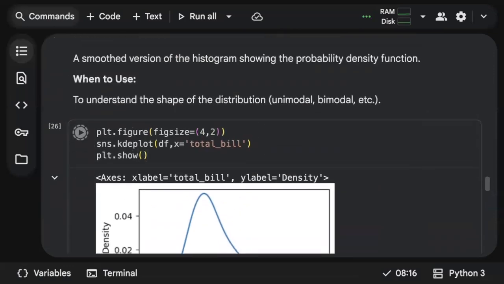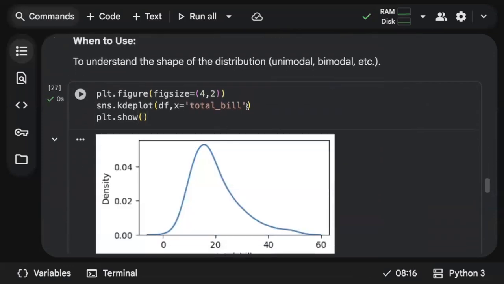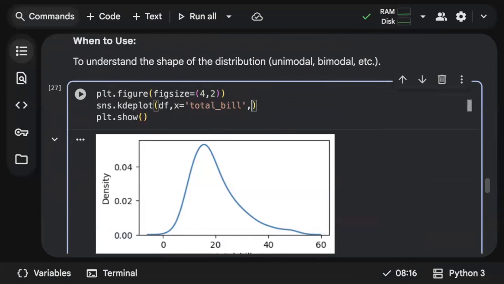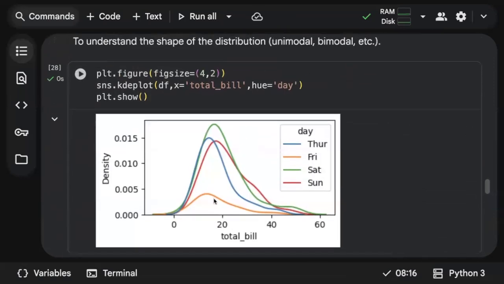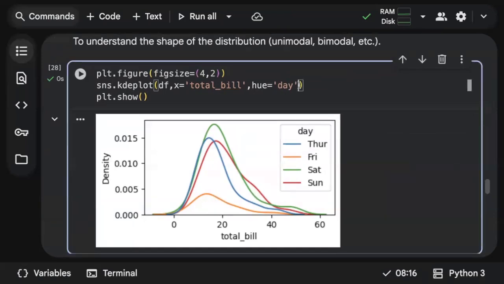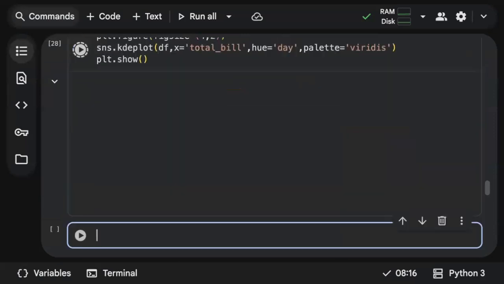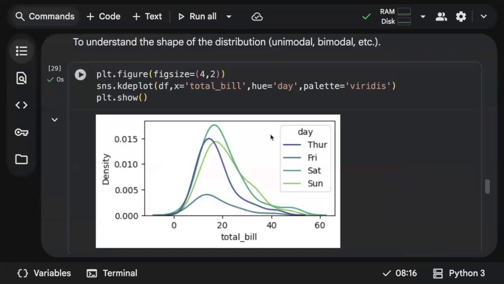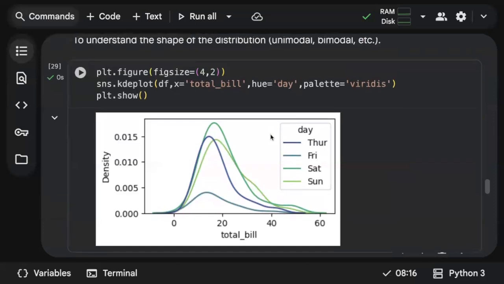So let's say what if you want the same thing with respect to different days. You can just mention hue is equal to day. So it will give you same histogram, same KDE plot with respect to different days. And also you can change the color using palette. So you can give palette is equal to rainbow, you can give blues, like that you can give different colors. See, this is so cool, right?